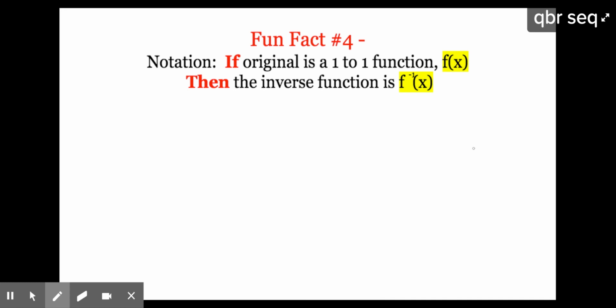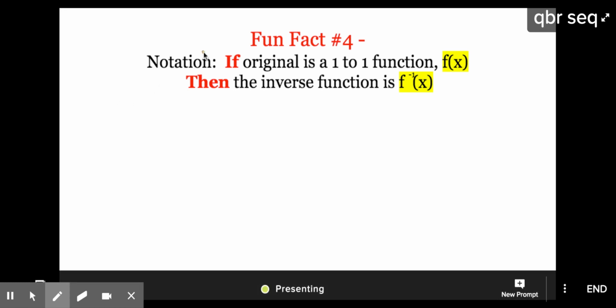So this next one is more based on notation. There's not really something you're looking for. It's just really important for us to think about notation and be precise. So if the original function is a 1-to-1 function, right? Instead of always sticking a y on there, function notation shifts it to being f of x.